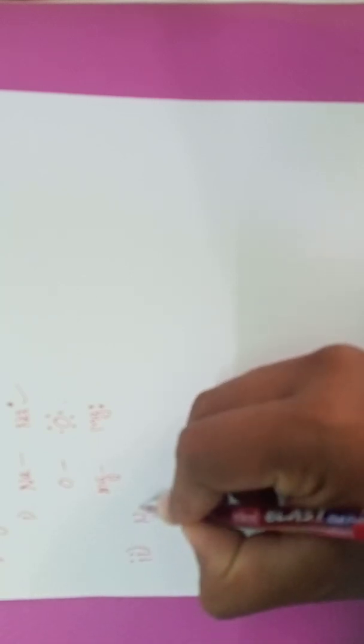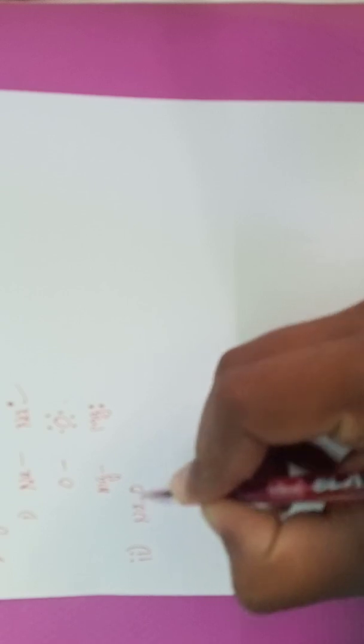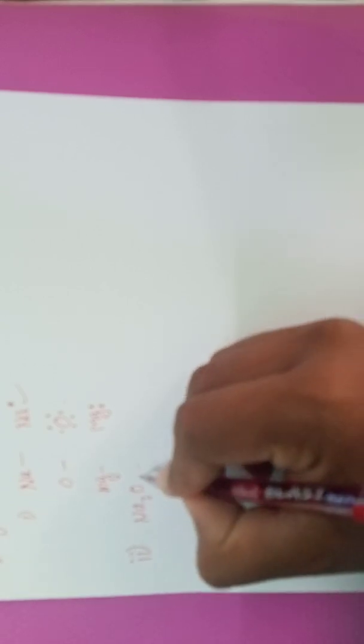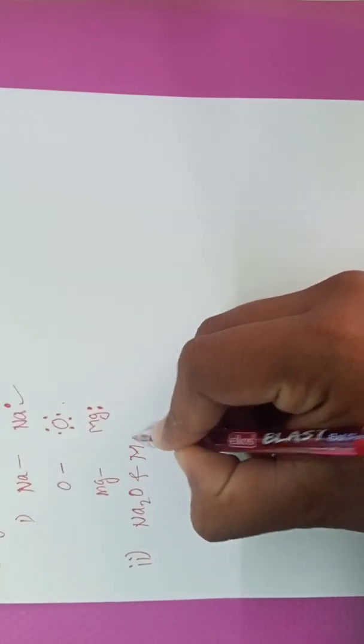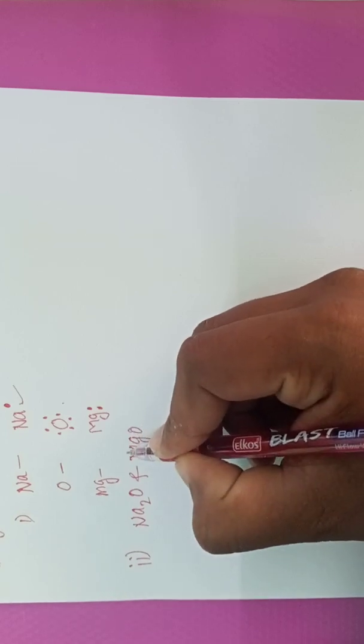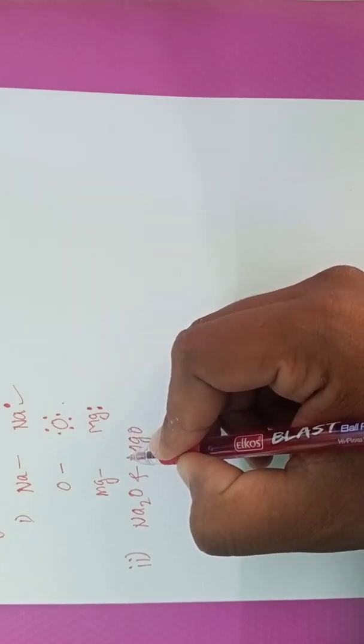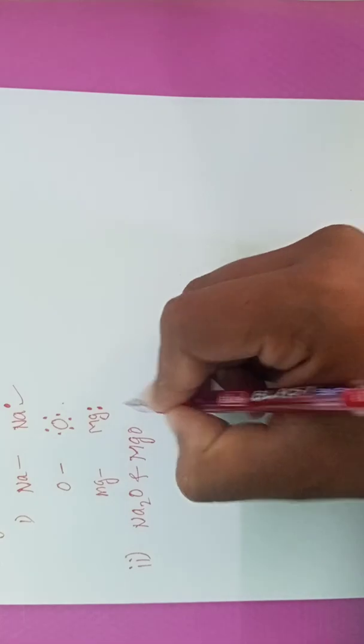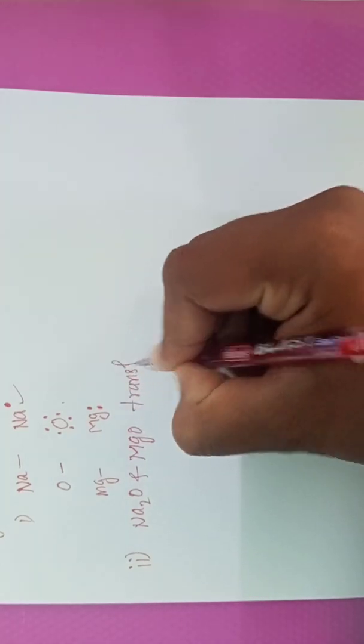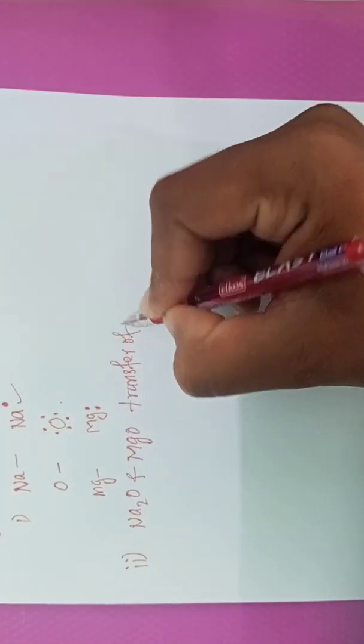Okay, the next question is to show the formation of Na2O. The second question in the first main question: show the formation of sodium oxide, Na2O, and magnesium oxide, MgO, by transfer of electrons.